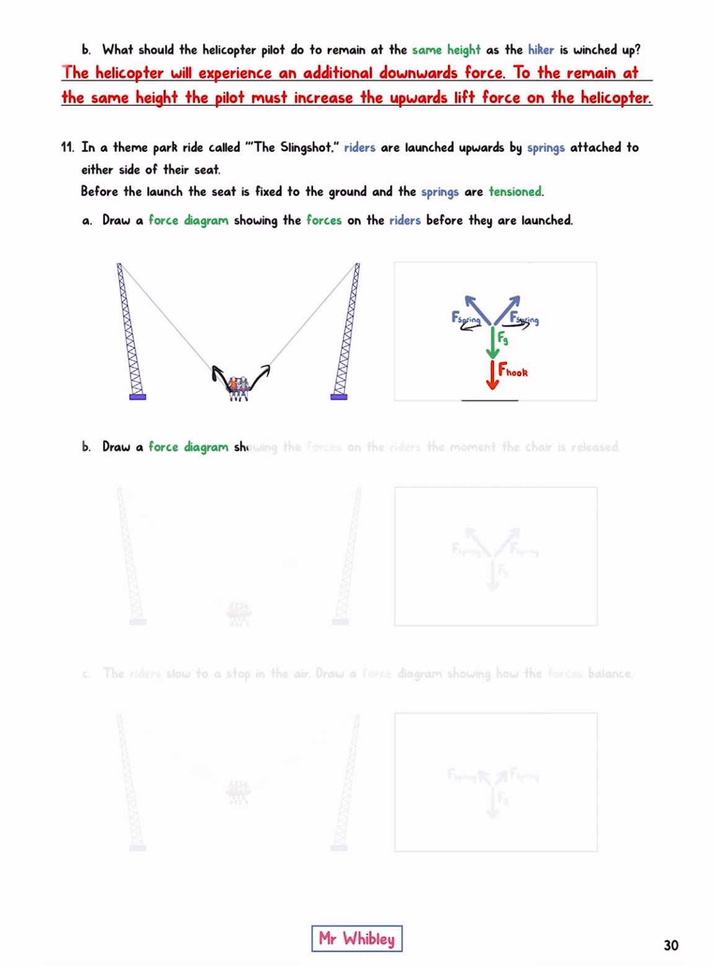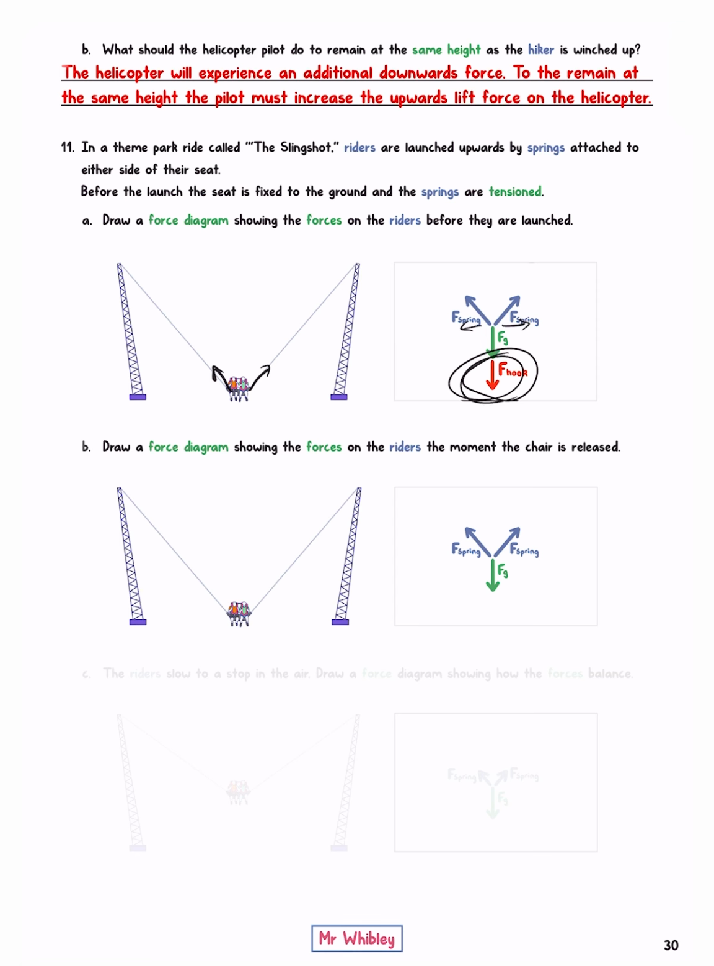Draw a force diagram showing the forces on the riders the moment the chair is released. The moment the chair is released, our springs will still momentarily have the same amount of extension, and so the forces they provide will still be the same. The mass of our riders will not have changed, and so their gravitational force will be the same as well. The only thing missing is the force from our hook keeping the riders attached to the ground.